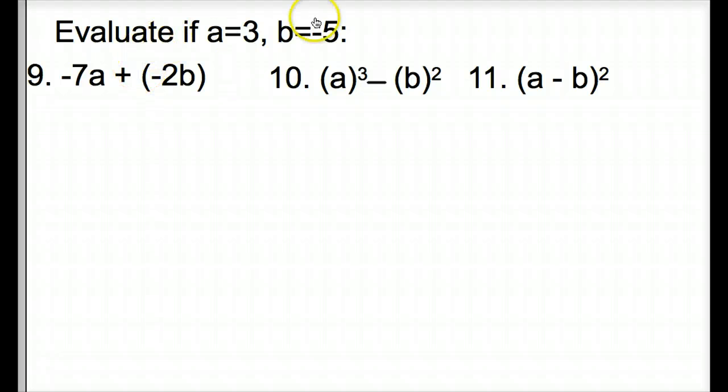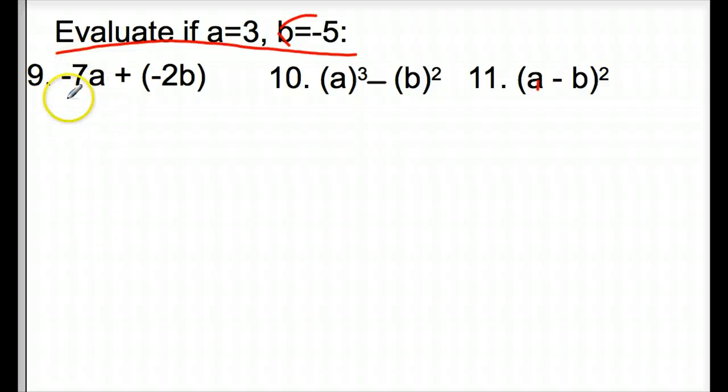So you're going to evaluate if a equals 3 and b equals negative 5. So again, we are taking notes. So I want you to write evaluate if a equals 3 and b equals negative 5. If I'm going too fast, you can always pause. So a equals 3 is going to go in for all of our a's in the next 3 problems. B equaling negative 5 is going to go in for all of our b's in the next 3 problems.